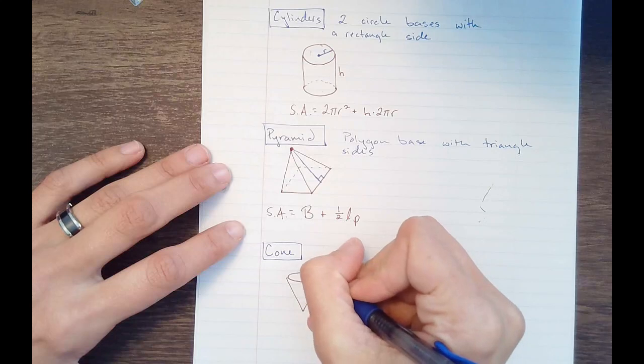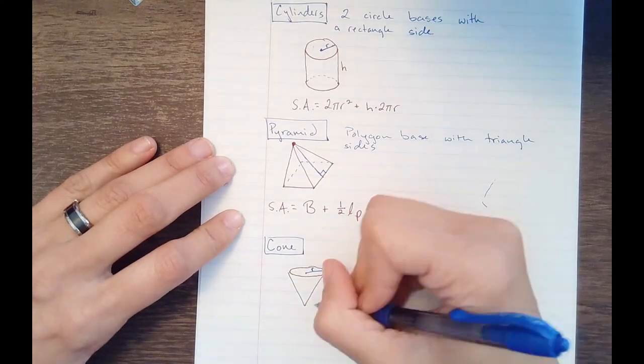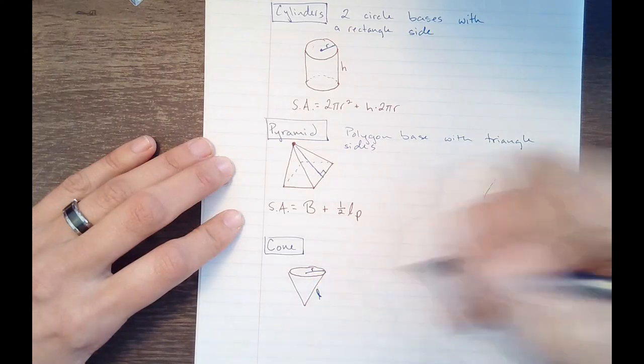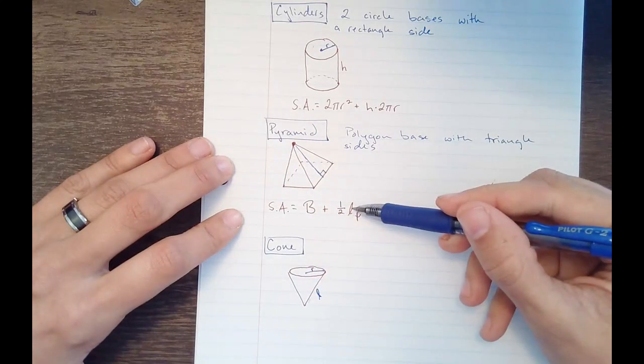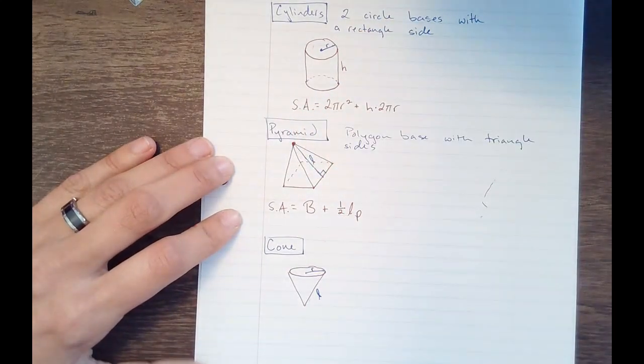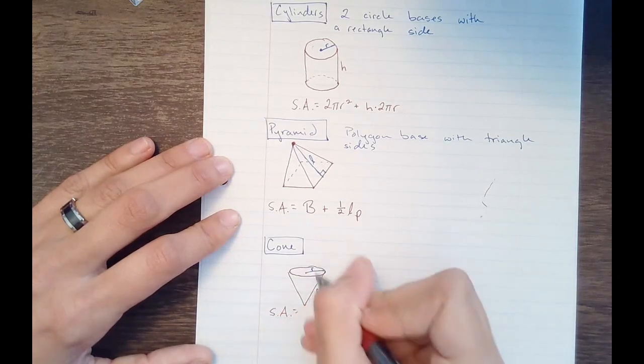So our surface area formula is going to be the area of our circle, which is pi r squared, plus the area of this piece that wraps around it. This is one that we don't really have an easy way to figure out without remembering the formula, so that is pi r L.